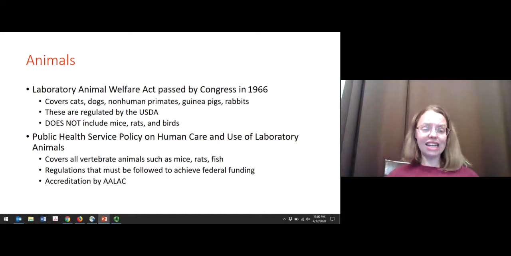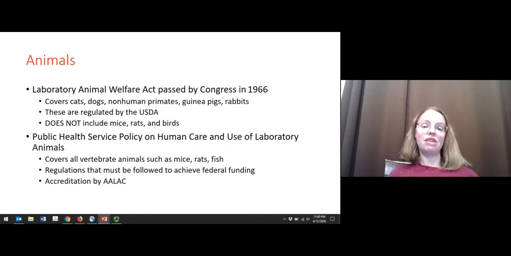What it does not include are mice, rats, and birds. There was a push a few years ago to try and get it to include that, and the animal researchers really pushed back. So the USDA does not come in to look and see if we're treating our mice, rats, or birds correctly. However, there's a Public Health Service policy on humane care and the use of laboratory animals, and that covers all vertebrate animals, such as mice, rats, and fish. So there, we go for most of the things that people typically use in the laboratory, like mice and rats.